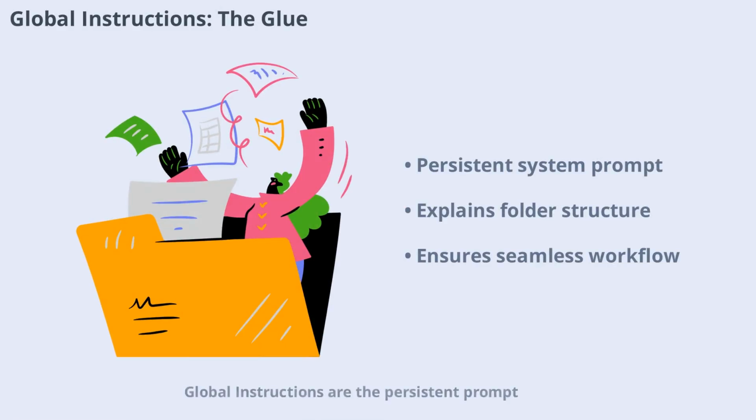Global instructions are the persistent prompt that ties your whole system together. You write them once in the Cowork app settings, explaining your folder structure and the purpose of each file. Claude reads these instructions before every task, ensuring it always knows where to look for context, templates, or outputs. This step transforms your setup from a collection of files into a cohesive, intelligent system.